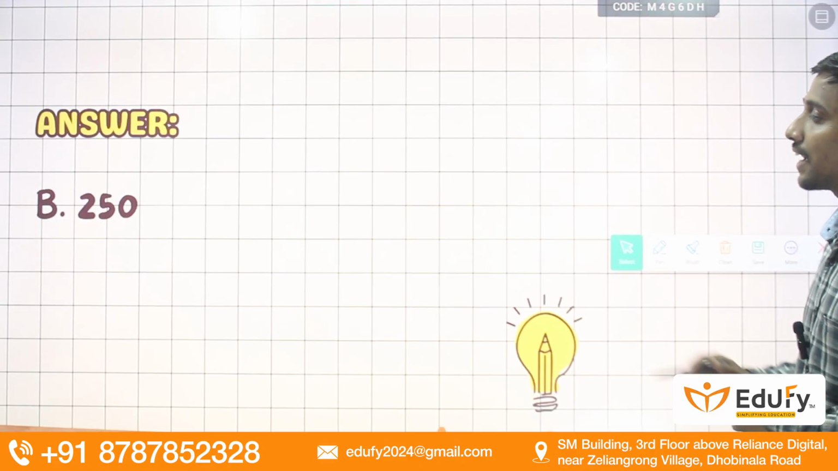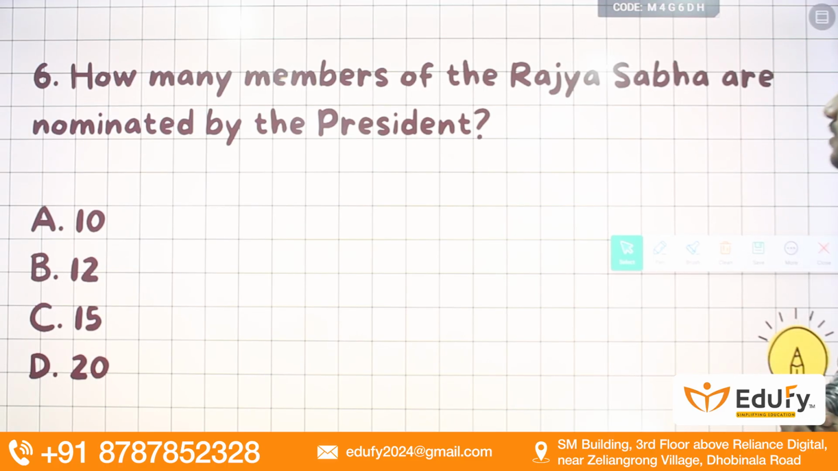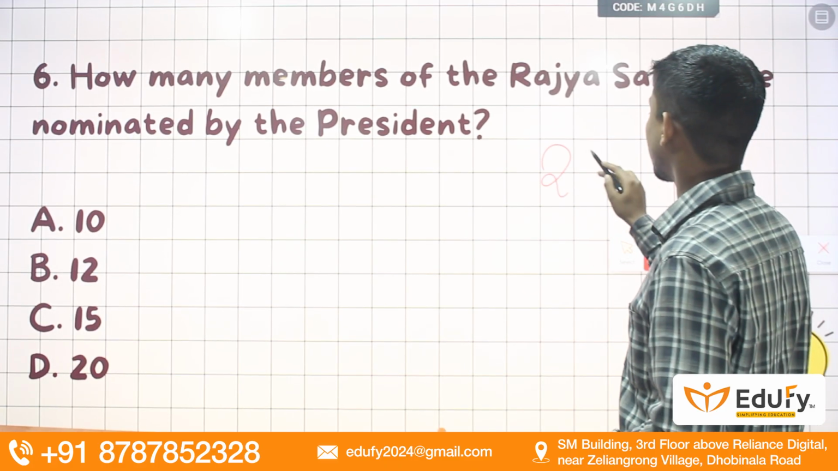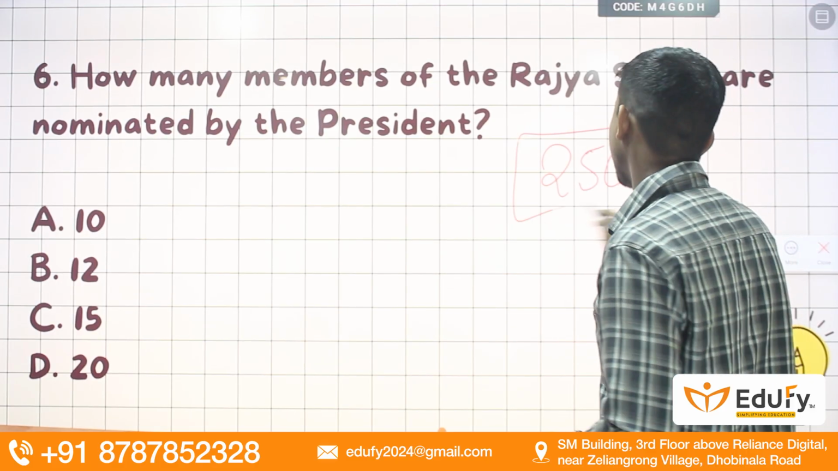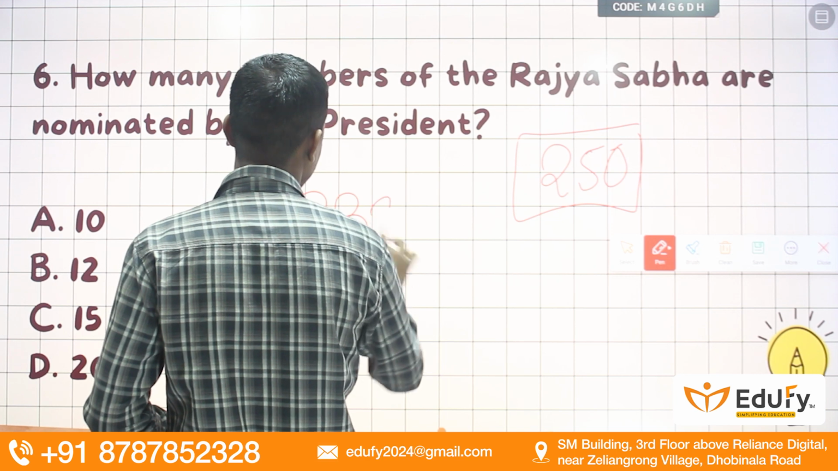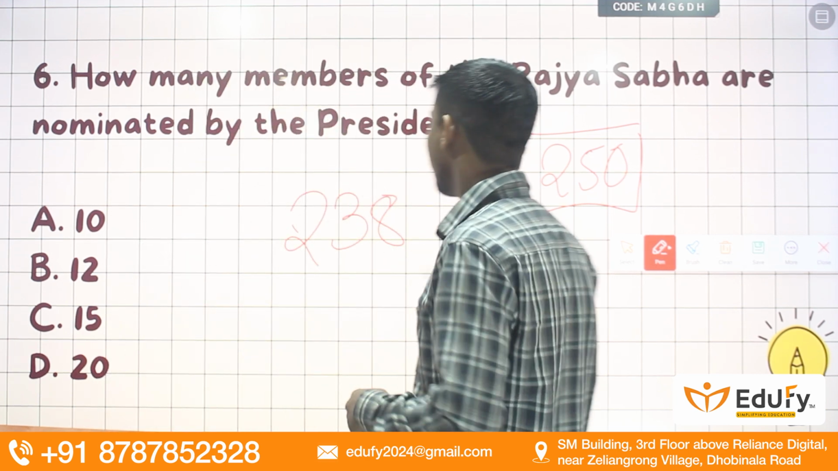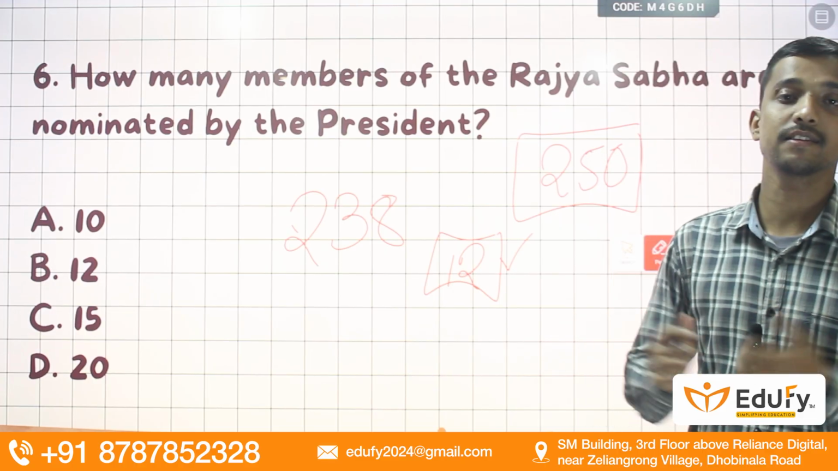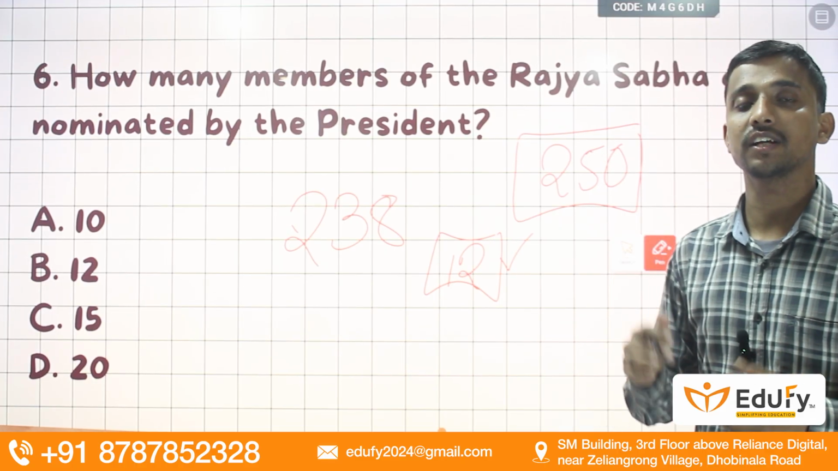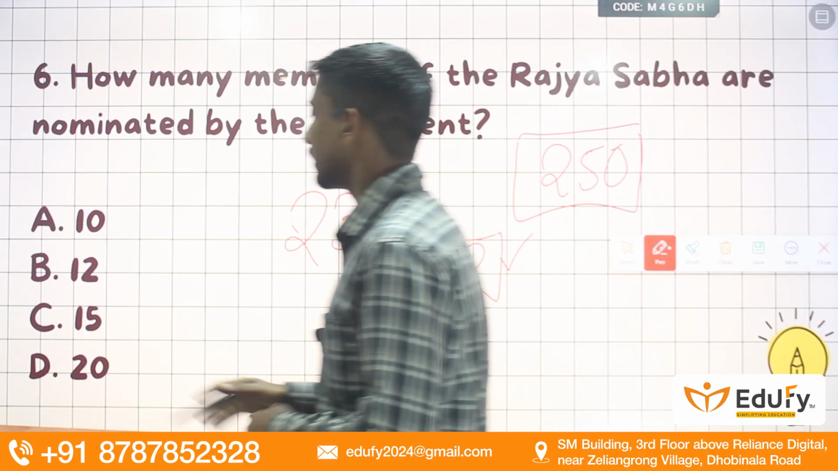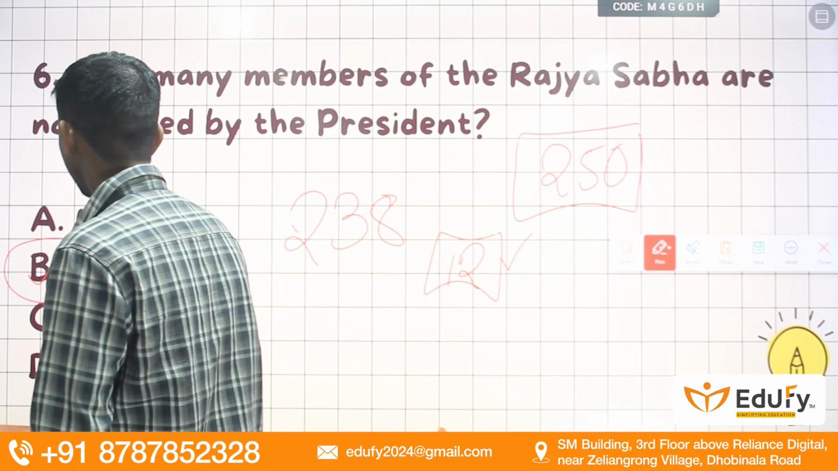Moving towards the next slide, guys, we have here: how many members of the Rajya Sabha are nominated by the President? So guys, we all know that 250 members are there in the Rajya Sabha. Out of these 250 members, 238 members are elected and 12 members are nominated. These nominated members are from various domains such as literature, art, sports, etc. So the correct option will be 12.